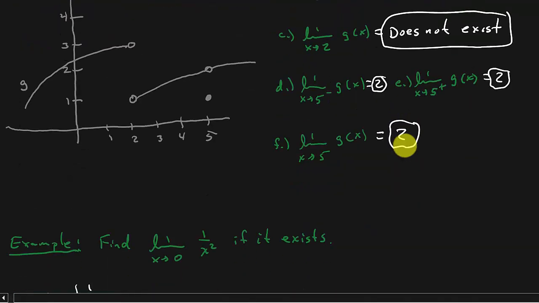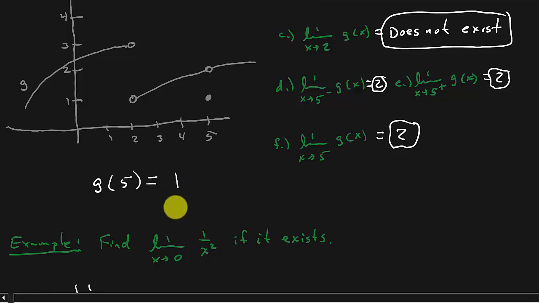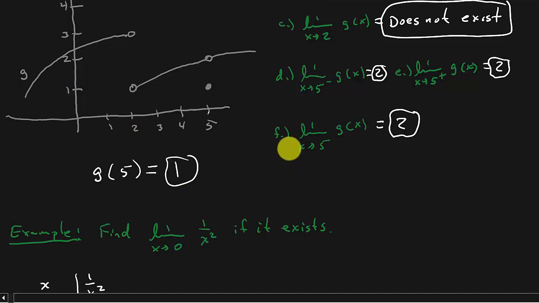All right. Now, also in this problem, let's just throw something extra in there. If they ask you to find g of 5, what would that be? That's right. That would be 1. Because, see, at 5, y is equal to 1.